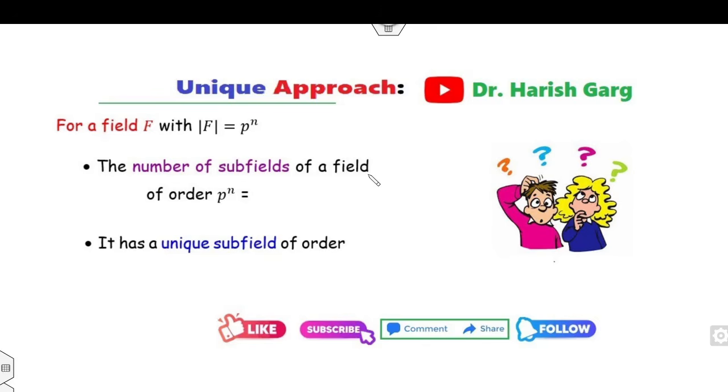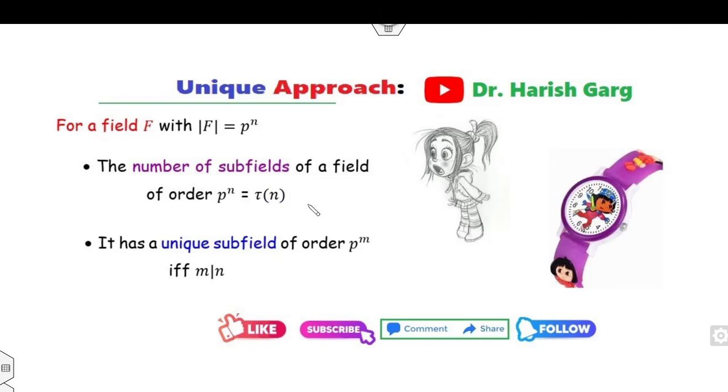Now, another shortcut trick: whenever you have the field F, if you want to find the number of subfields, how can you find the number of unique subfields? Again, if your reaction is that it looks confusing, this is again my tau of n, and it is a subfield, like a subring or subgroup, whenever you have to define the order p raised to power m where m divides n.